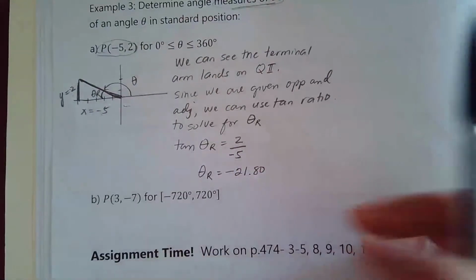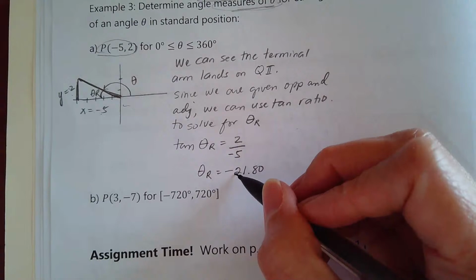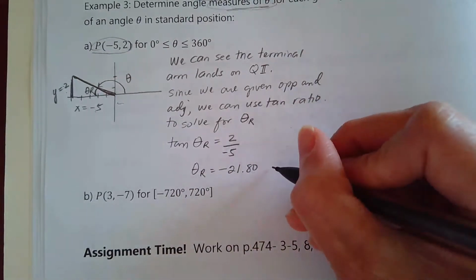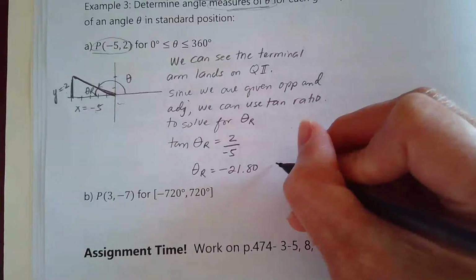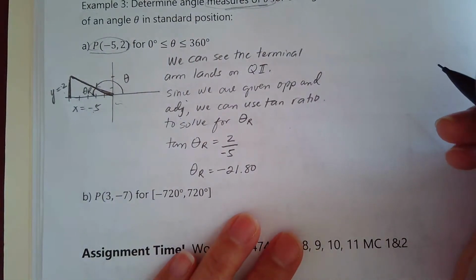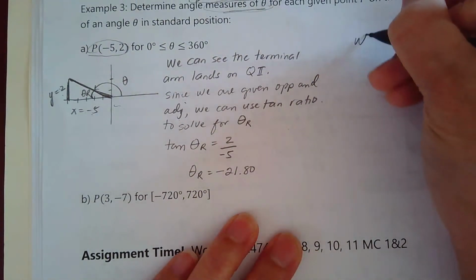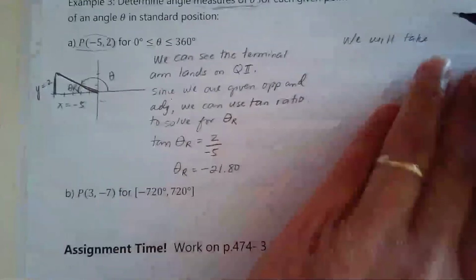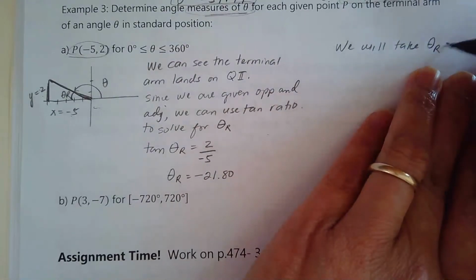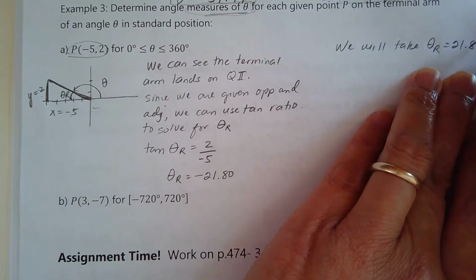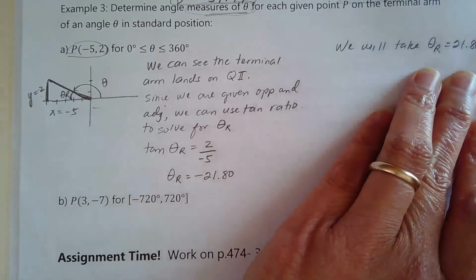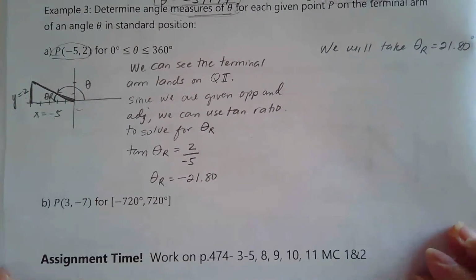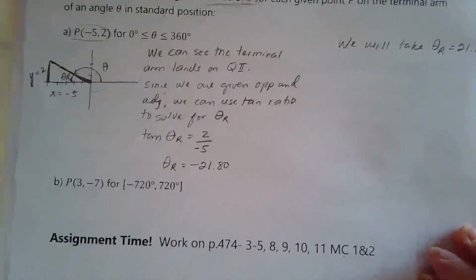So in this particular case, our reference angle is 21 degrees. Remember, it's a positive angle. So we will take theta r to be 21.80 degrees. Because when we looked at that one last time, we said the reference angle is always positive.